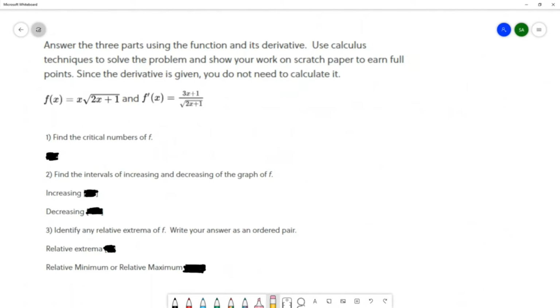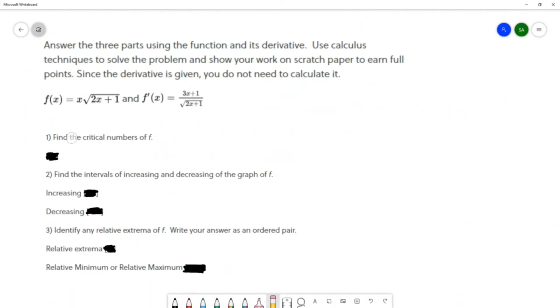So we're given a function f, which is x times the square root of 2x plus 1. We're also given the derivative of f, which is f prime of x equals 3x plus 1 over the square root of 2x plus 1.